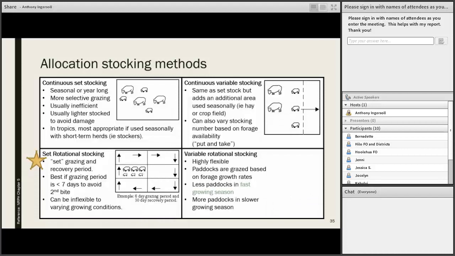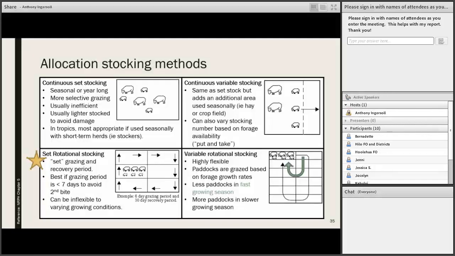And then the fourth of the allocation stocking methods is this variable rotation stocking. Basically a highly tuned rotational system. It's highly flexible. Paddocks are grazed based on forage growth rates, and when the growth rates are fast, the stock are rotated through fewer paddocks, and then the extra paddocks can be harvested or stockpiled. They say harvested in the book because people hay on the mainland. Not many of our producers here have haying, but they can be stockpiled, and when the growth is slower or there's a need for more pasture, more forage, the number of paddocks in the pasture area can be expanded.